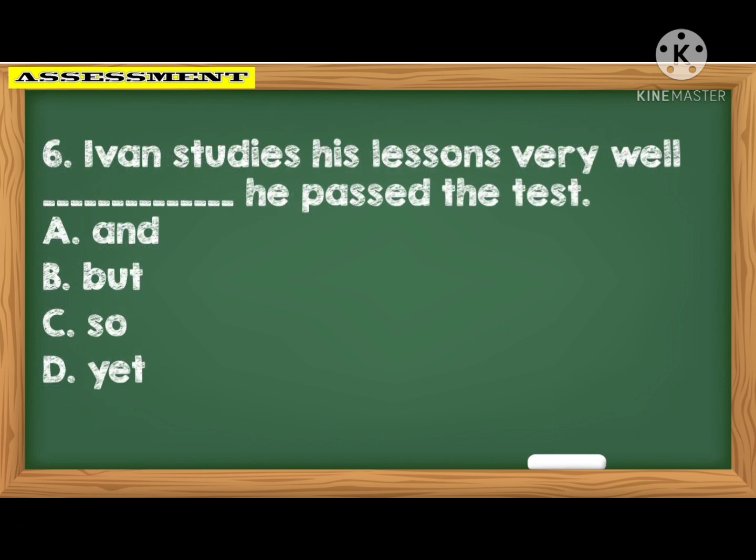Number 6. Ivan studies his lessons very well. Blank, he passed the test. A. And, B. But, C. So, D. Yet.